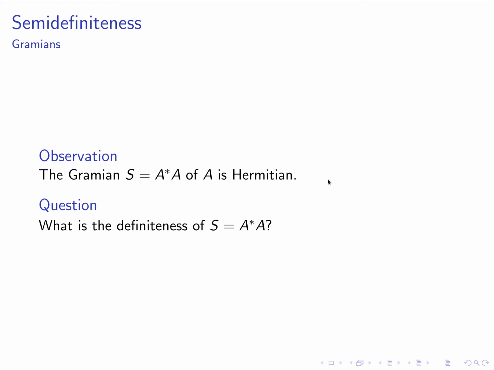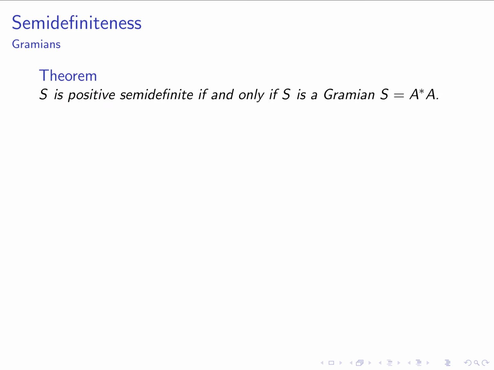So the question is, what is the definiteness of the Gramian of a matrix A? Well, it turns out that every Gramian is positive semi-definite. And in fact, there is a stronger theorem which says that the concept of positive semi-definiteness is equivalent to the concept of being a Gramian. So rigorously, we can state this as a theorem. A matrix S is positive semi-definite if and only if S is a Gramian, meaning that S can be set equal to the Gramian of some matrix A.